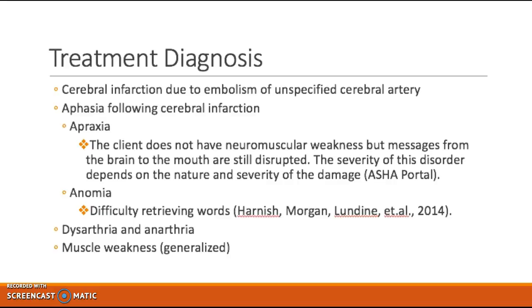So while she didn't have significant neuromuscular weakness, apraxia wasn't in relation to that. It's in relation to messages from the brain to the mouth that are being disrupted. So her speech was unintelligible. The severity of the disorder depends on the nature and severity of the damage to the brain. And like I said, we decided that she was also presenting with dysarthria and anarthria and slight muscle weakness.